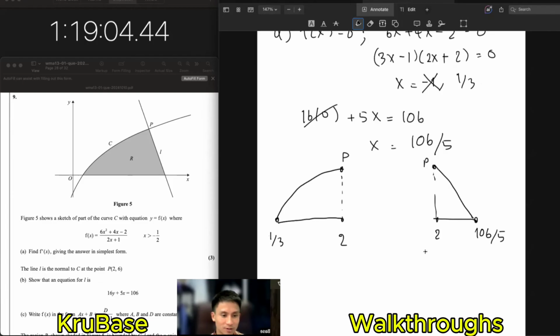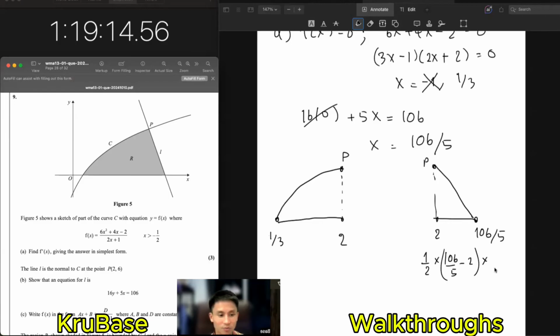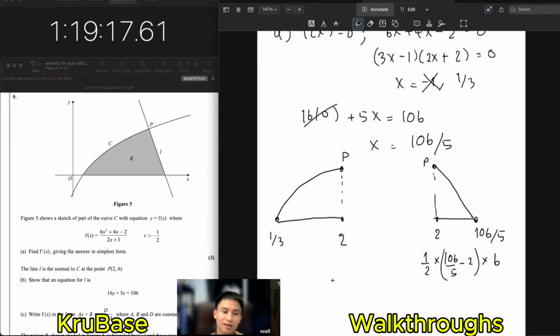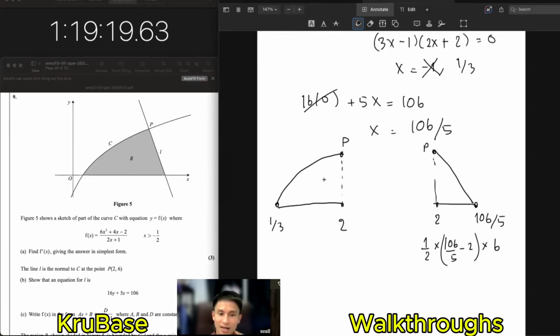Okay, so this one is basically 1/2 times base, which is 106 over 5 minus 2. Just the length of the base here, and the height being the y coordinate of the point P being 6. Okay, whatever that is. And here we need to do integration, right, for this part. So for this part, integration, okay. So the bounds will be a third up to 2, and then we integrate the whole thing. This is tough. All right.